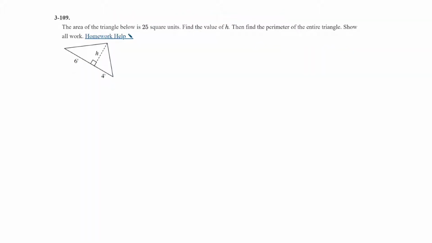Question 109. The area of the triangle below is 25 square units. Find the value of h. Then find the perimeter of the entire triangle. Make sure you show all your work, of course.